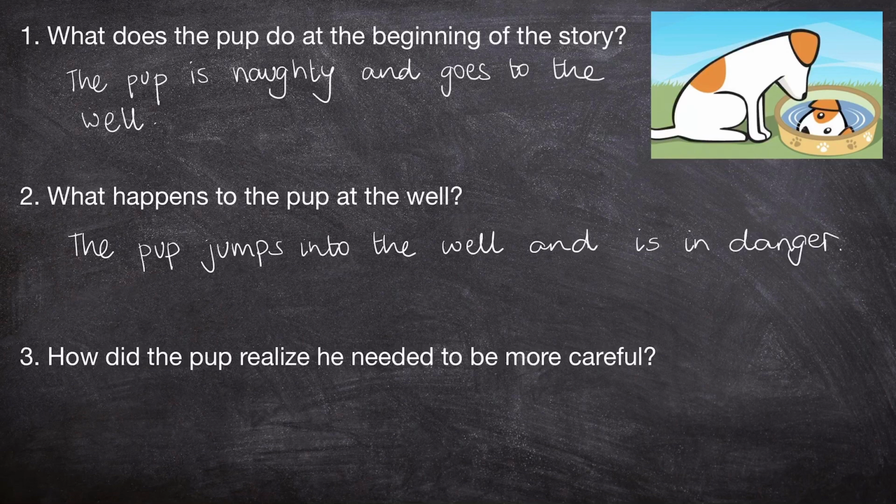And finally, how did the pup realize he needed to be more careful? So, at the beginning of the story, the pup was naughty. And what happened at the end? At the end, the pup fell into the well and he was in danger. And finally, a farmer came and rescued him. So, the pup realized he needed to be more careful because he realized he had made a mistake, and he realized because of that mistake his life was in danger.